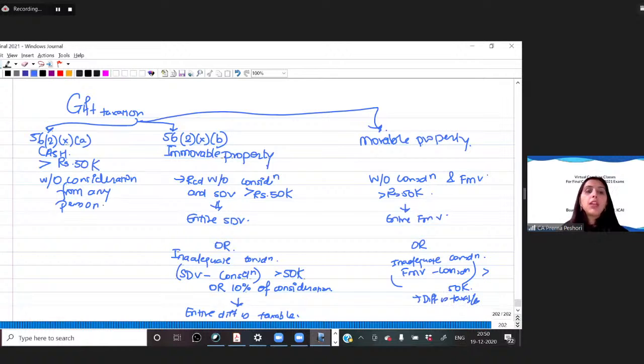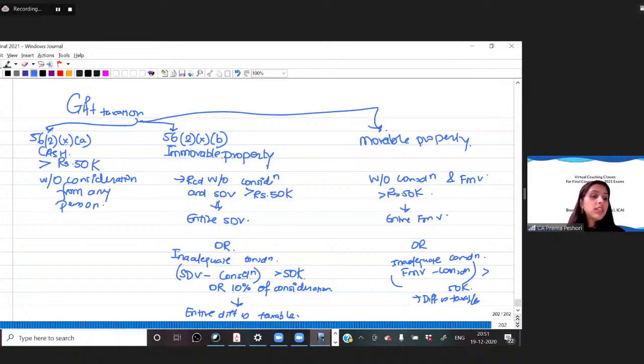Movable property meaning what? Shares and securities, jewelry, archaeological collection, drawings, any work of art, bullion, all that is taxable as movable property. Clear? Is it clear? Any doubt? Shares received at the time of amalgamation or demerger are exempt from 56(2)(x). Clear?